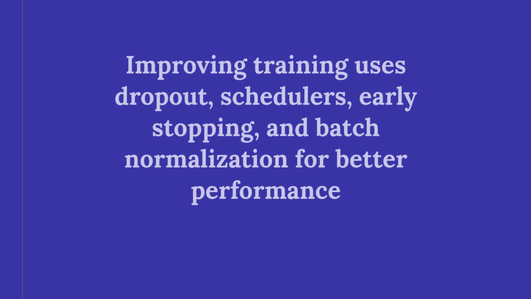Several techniques improve training performance. Dropout reduces overfitting by disabling neurons randomly. Learning rate schedulers adjust rates over time. Early stopping prevents overfitting by halting training early. Batch normalization stabilizes learning for faster convergence.